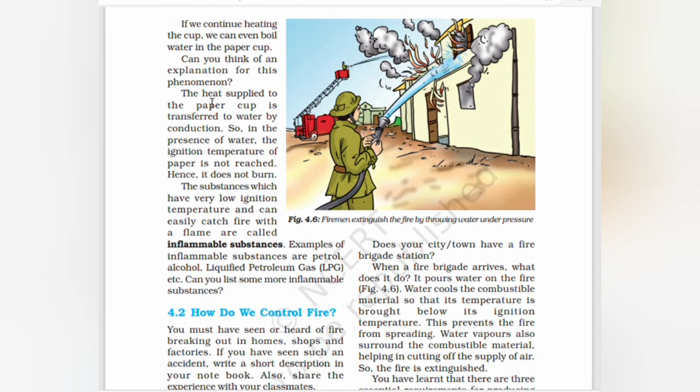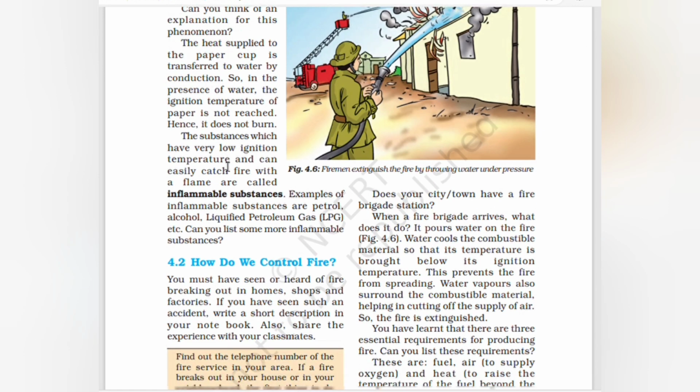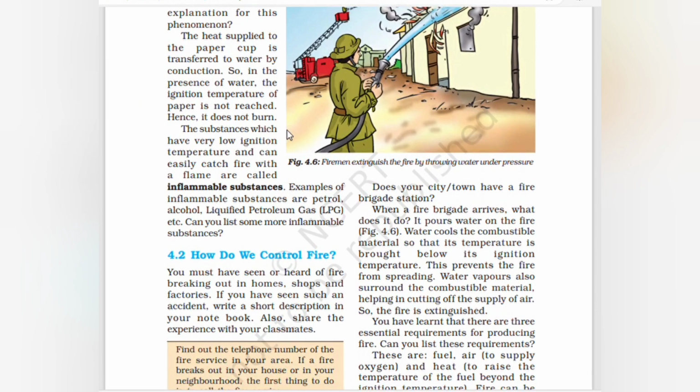Heat supplied to the paper cup is transferred to water by conduction. So it is due to the presence of water that the ignition temperature of paper is not reached, hence it does not burn. Substances which have very low ignition temperature and can easily catch fire are called inflammable substances. Examples are petrol, alcohol, liquefied petroleum gas.